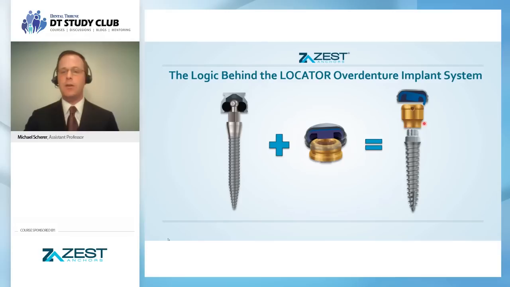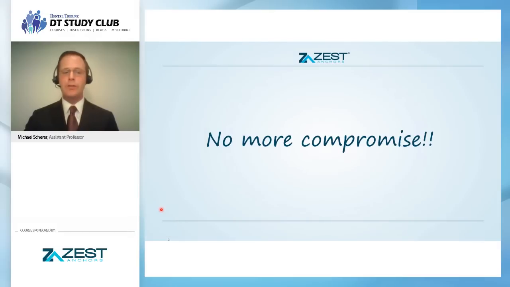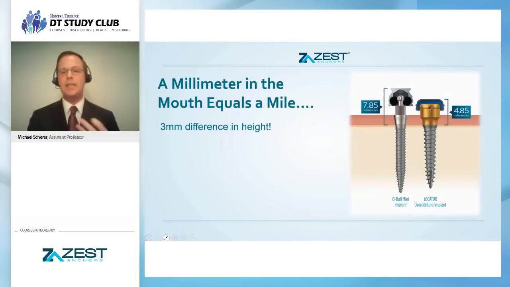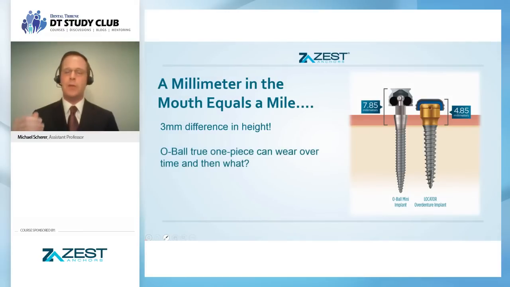So if the locator attachment wears, which they do occasionally tend to do, I can very easily service this attachment, as opposed to a single one-piece implant, where wear in this area is more or less new implant time. So I ask you the question: if you're placing small diameter implants in your practice, I really encourage you to seek out a solution that has no compromise, because what we see in the mouth is that a 3mm difference in height can mean the difference between success and compromise.